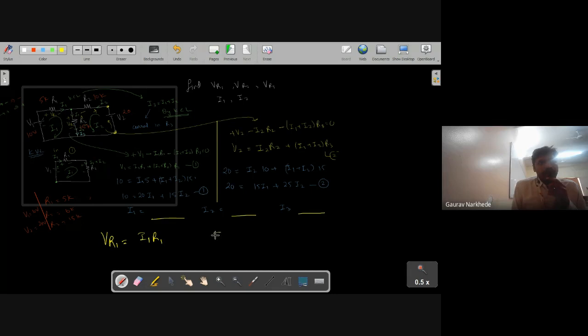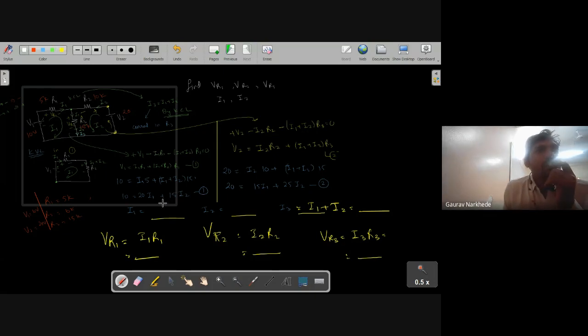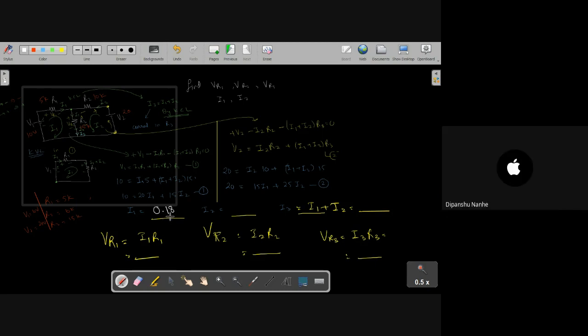And VR2, voltage across R2, and this I3 is I1 plus I2, and then VR3. Yes, so I1 is how much? 0.18. Milliampere, right? Yes, sir, milliampere only.